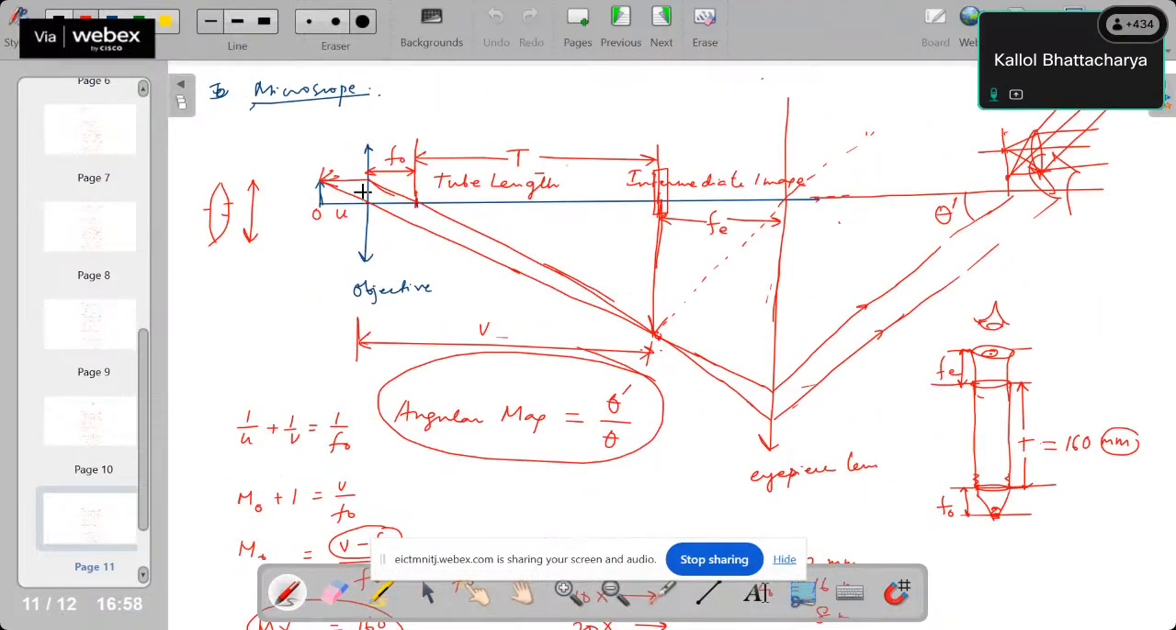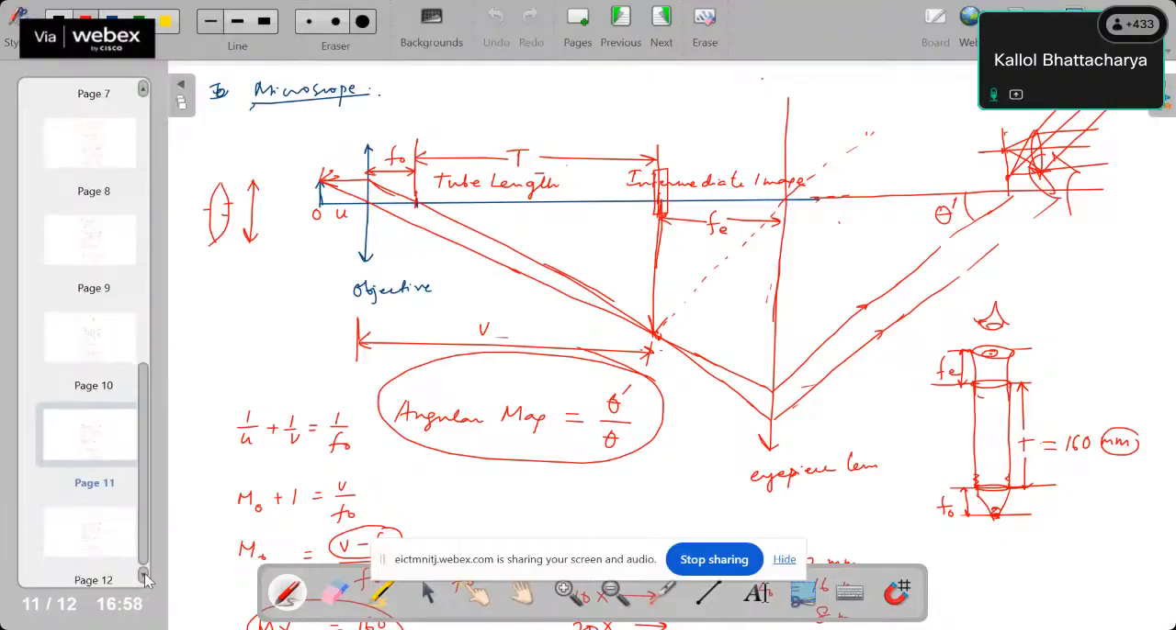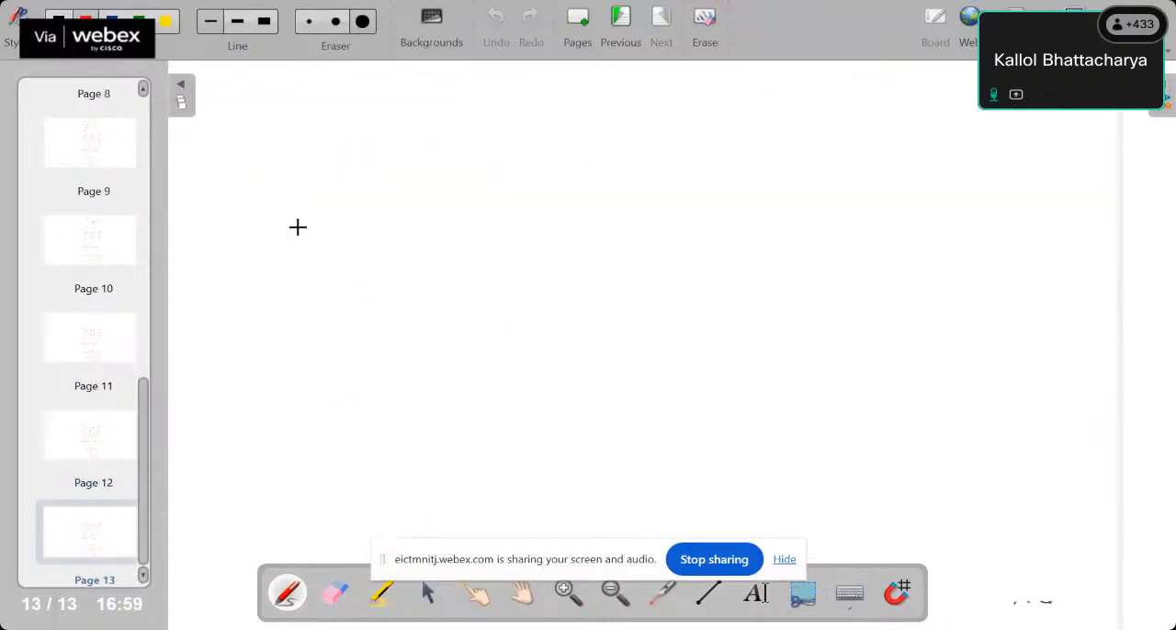I have to get used to these things actually. Is the writing visible? Can you see the screen? Anyone? Can you respond? Can you see the screen and the scribbling? Yes, sir, it is visible. Okay, fine.